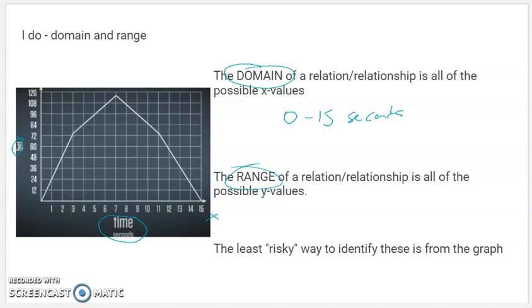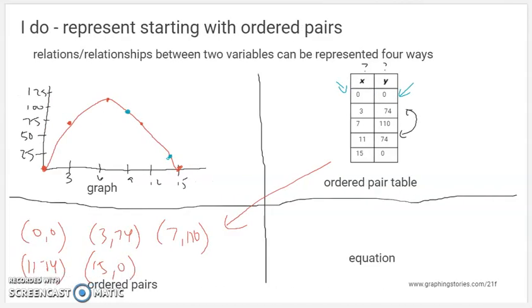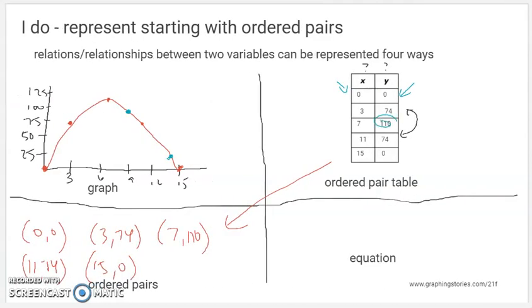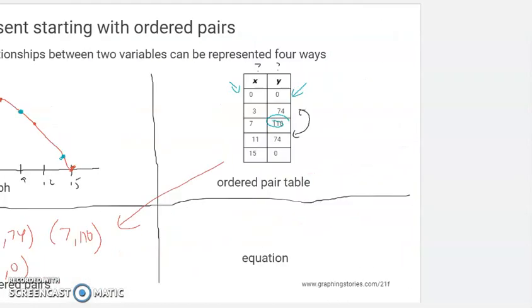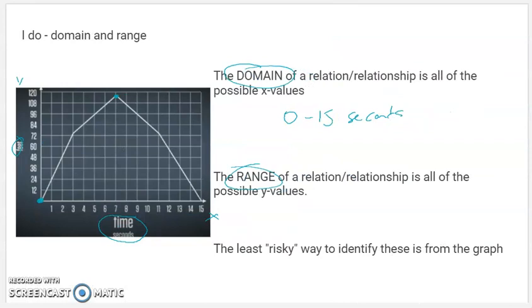The range is all of the possible y values. So we saw this in the table. The lowest y value here is 0 feet. The highest one was here. I remember it being at 110 feet on the chart, so I assume that's the top. I went back the wrong way. Looks like the top here, 7, 110. So I'm going to say the range is 0 to 110 feet.